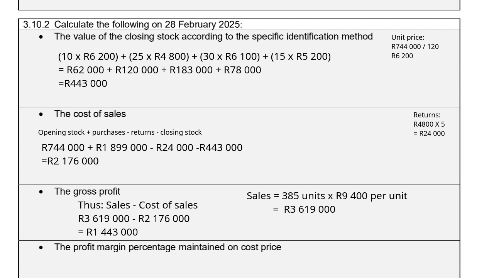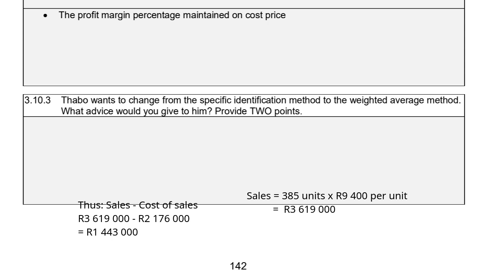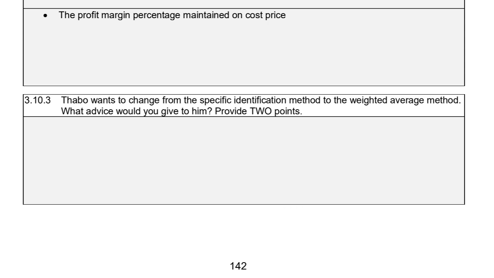The profit margin percentage maintained on cost price. Okay, to calculate that, it's going to be your gross profit divided by the cost of sales times 100/1. So the calculation will be as follows. It's the 1,443,000 we've calculated as our gross profit. We divide by our cost of sales of 2,176,000 and we times by 100/1 to get a percentage. And then our gross profit margin is 66.3% on cost.